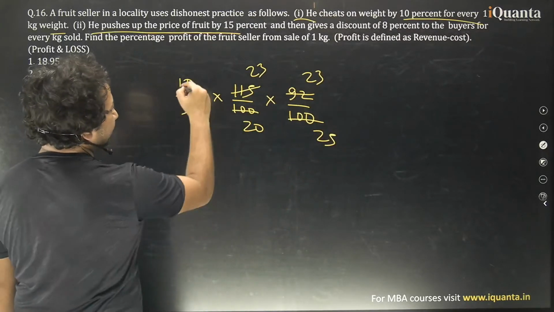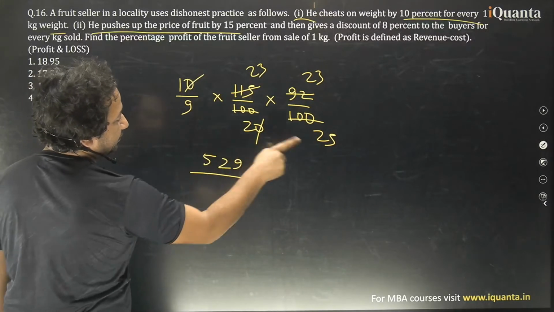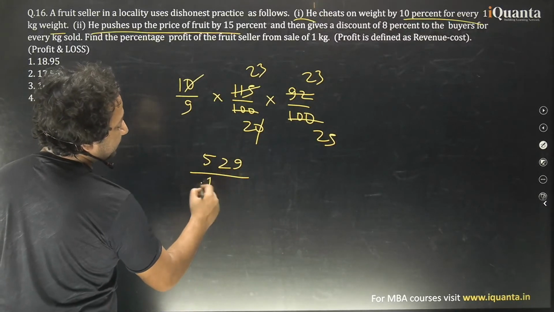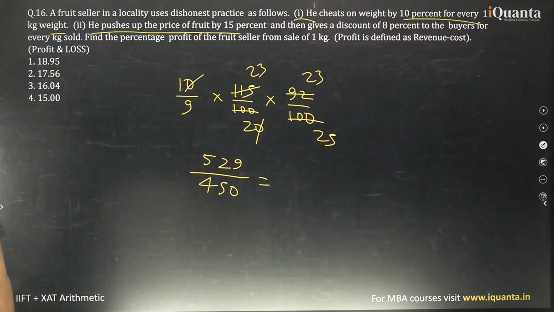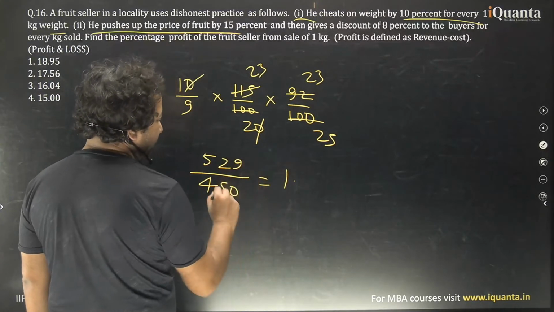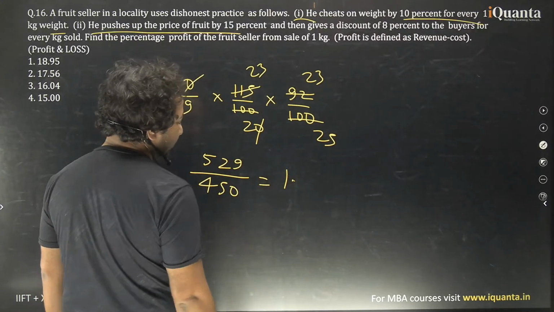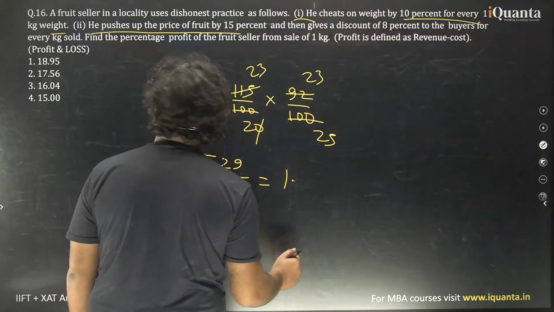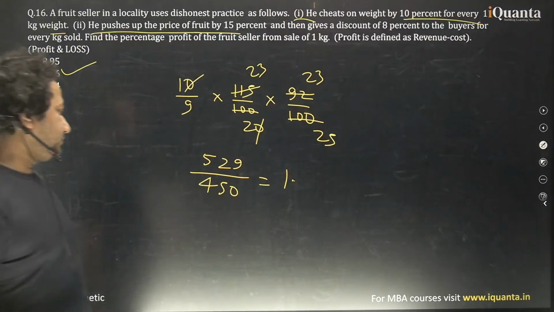So overall what do we have? And this can be cancelled. So overall we have 529 divided by, how much is this? 450? And if you solve it, you might be getting somewhere around 1.17. Is that right? 1.17? 450, 79 is what we have. We put a point, yeah. 17.56 is the correct answer.